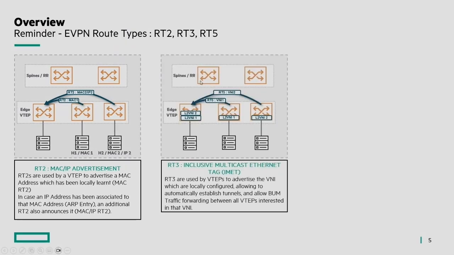Moving on to route type 3, this is the inclusive multicast Ethernet tag. These RT3s are used by VTEPs to advertise the VNI which is locally configured, allowing the automatic establishment of tunnels and the bump traffic forwarding between all VTEPs interested in that VNI. As you can see, the edge VTEP on the left-hand side has L2 VNI 1 and 2, and the two VTEPs on the right-hand side are interested in 1 and then 2. So these route type 3s are sent to advertise those VNIs out to the rest of the fabric.